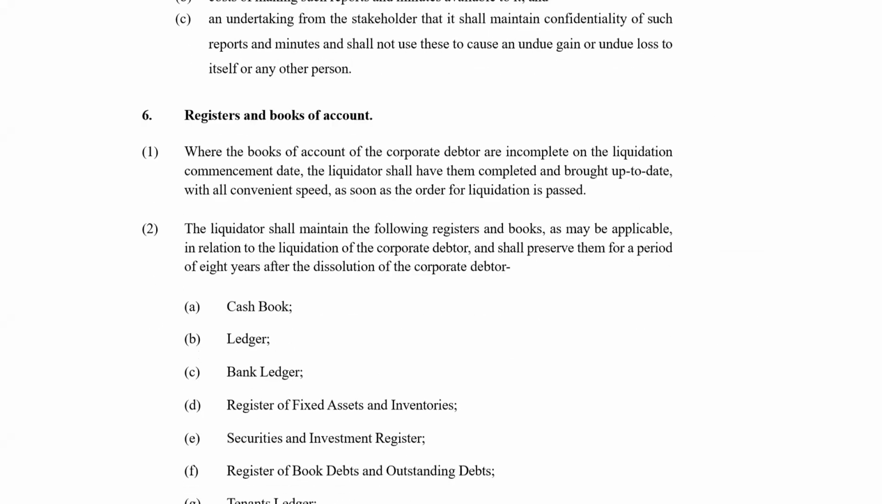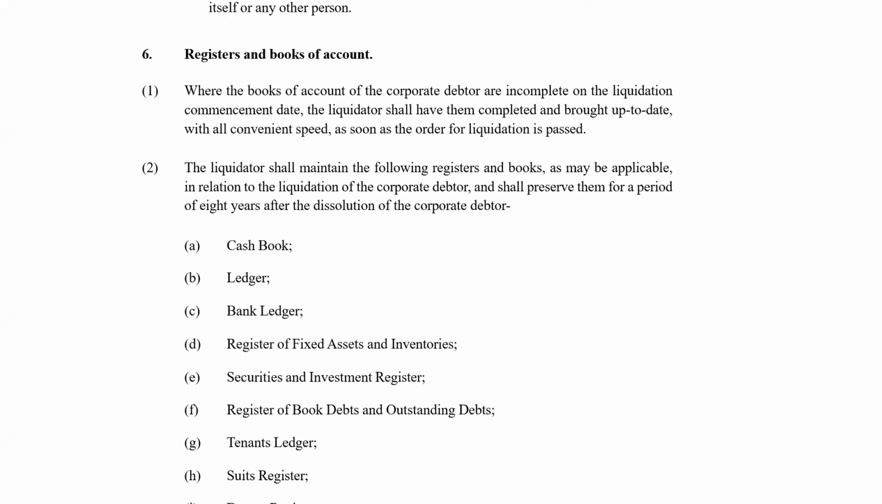Registers and books of account. If books are not complete, then what is the period? With all convenient speed. ऐसा कोई 60 days या क्या होगा, ऐसा नहीं लिखा है sir. As soon as the order for liquidation is passed. And these are the books to be maintained: cash book, ledger, bank ledger. ठीक है, ये सारा आपको करना है. And shall preserve for a period of 8 years. ये जो बुक्स है ये भी आपको 8 years तक प्रिजर्व करनी है.